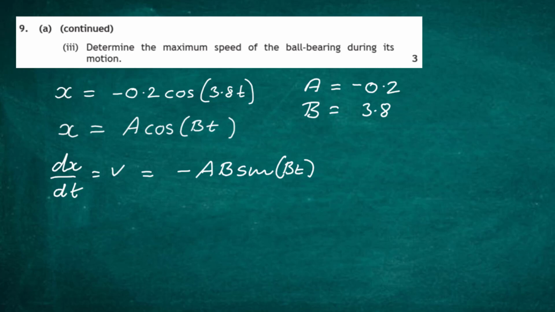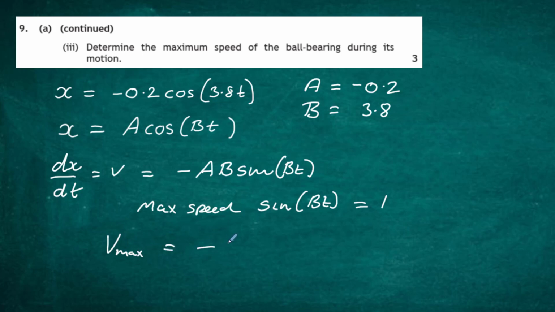Now we're asked to find the maximum speed. Now the maximum value of sine bt has got to be 1, because the sine function goes from 1 down to 0 down to minus 1. So for a maximum speed, sine bt must be equal to its maximum value, which is 1. So therefore the maximum speed, I'll write it as Vmax, is equal to minus ab, and you multiply by sine bt, which we know at its maximum is going to give you 1.